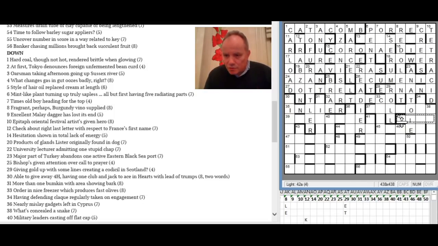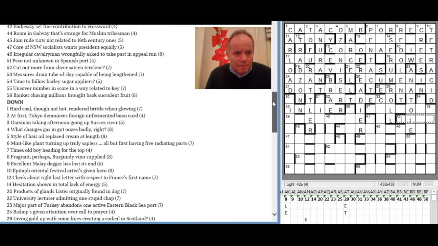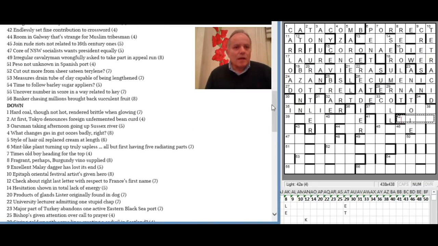Right, just got three short acrosses left with any help. Not really making much progress. Endlessly set, fine contribution to crossword. Surely clue. Endlessly set. Club? Clog? Set can mean so many things. That's very frustrating. Fine could be F. Then contribution to crossword.